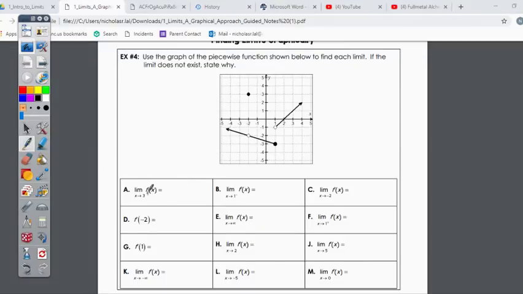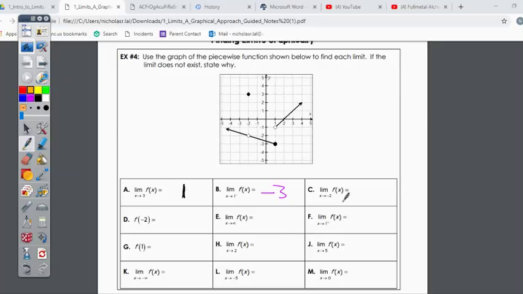Limit as x approaches 3. Well, from the left it's 1, and from the right it's 1, so there's no issue here, so it should just be 1. The limit as x approaches 1 from the left. Once again, as we approach 1 from the left, that's going to be equal to negative 3.